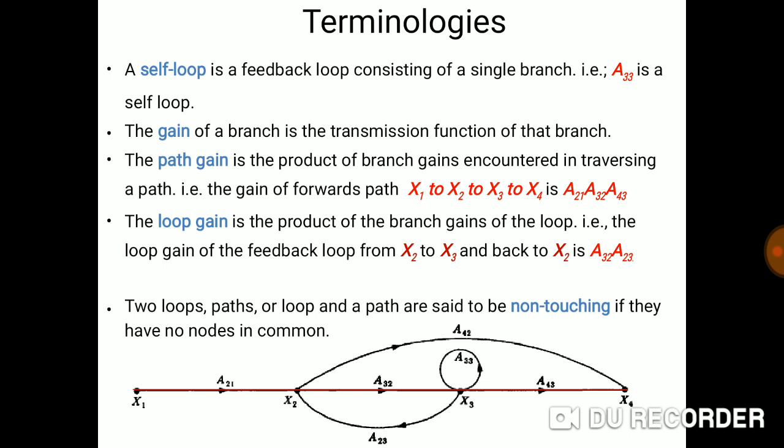Then loop gain is the product of the branch gains of the loop, that is the loop gain of the feedback loop from x2 to x3 and back to x2. So x2 to x3 has gain a32 and x3 to x2 has gain a23. So the loop gain is a32 into a23. The next terminology is non-touching: two loops, or a loop and a path, are said to be non-touching if they have no nodes in common.